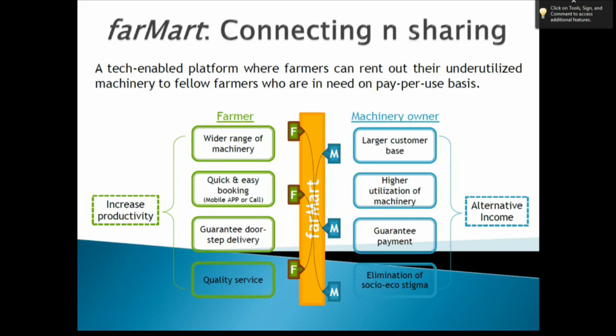And then is FarmMart. Now, FarmMart model says even if FarmMart in itself as a technology platform does not own machinery, it connects the people who own it and have it idle at times, to people who would want it. So that's like a technology platform where you're just connecting and sharing. You may not need to own it.